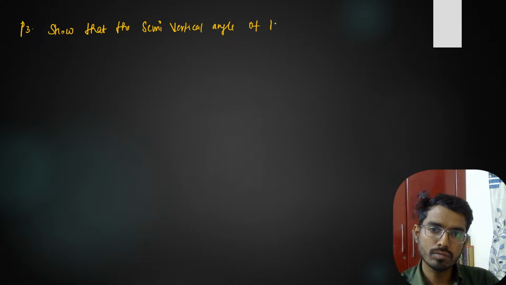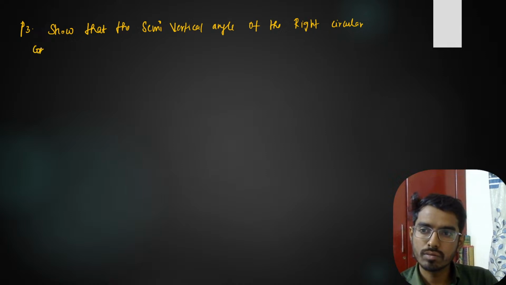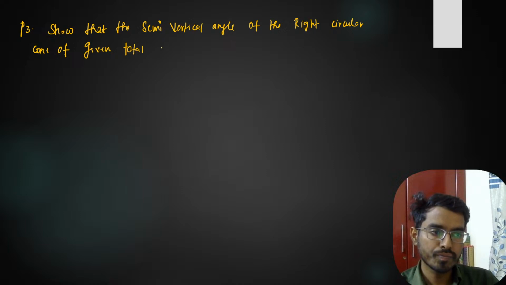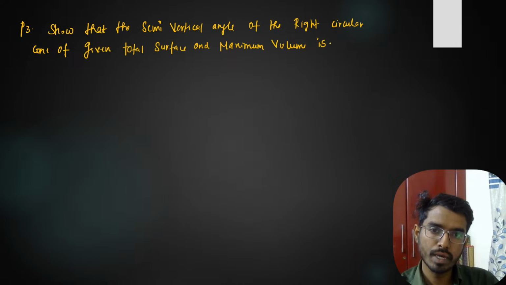Same kind of problem. Problem 3. Show that the semi-vertical angle of the right circular cone of the given total surface area and maximum volume is given by sine inverse of 1 by 3.